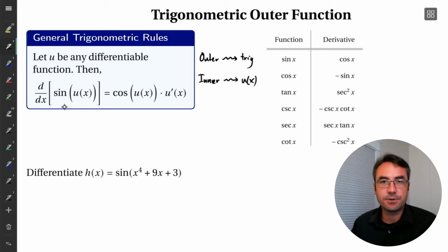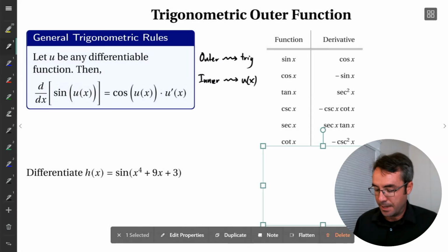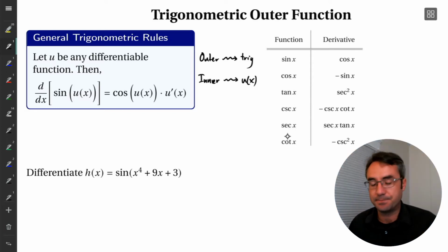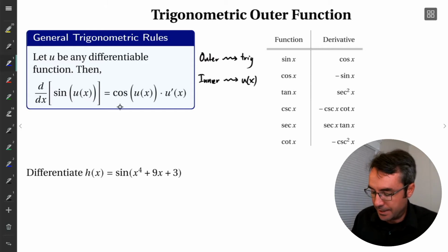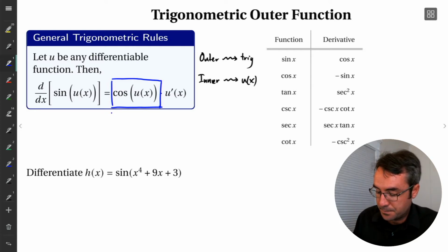And, you know, the formula here is written for sine, but this same process works for all of our other trig functions as well. So cosine, tan, cosecant, secant, cotangent. This formula works for those as well. So what we're doing here is this portion right here is taking the place of the derivative of our outer function, the derivative of our outer trig function.